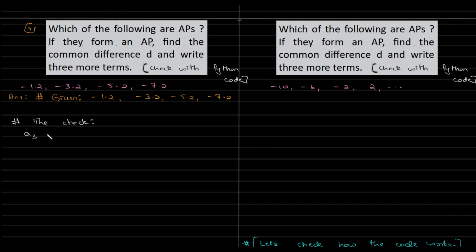So A3 minus A2. A3 is this, A2 is that: minus 5.2 minus of minus 3.2. So the difference here is clearly 2. If you want to see the math, minus of minus is plus 3.2. The difference has to be a difference. One is negative, another is positive, and the difference is 2. But since the negative term is big, you have minus 2.0.